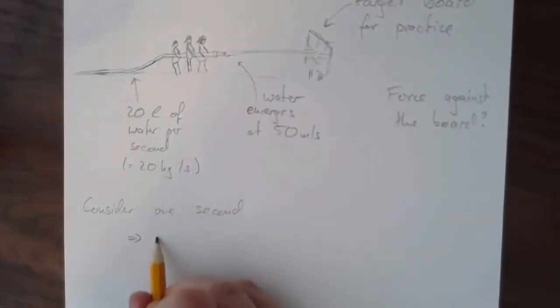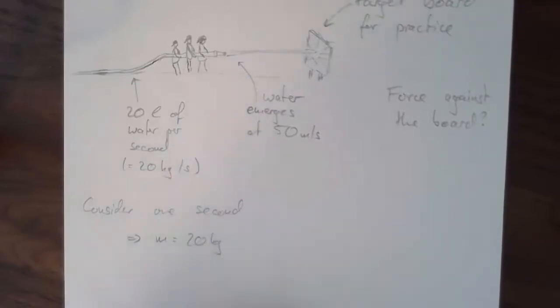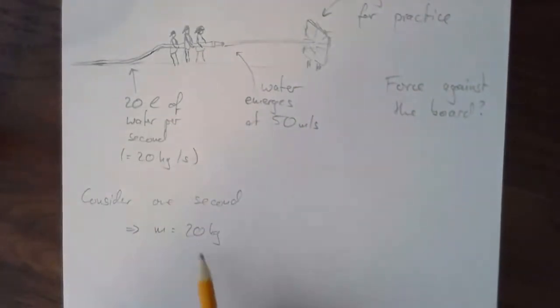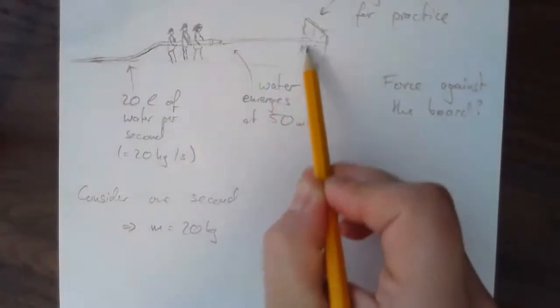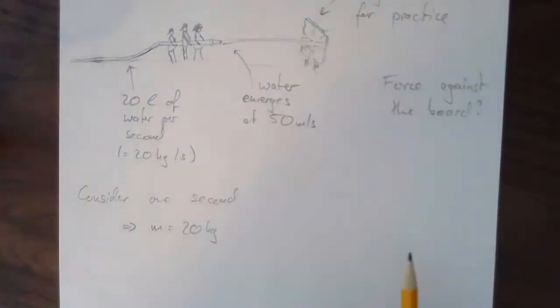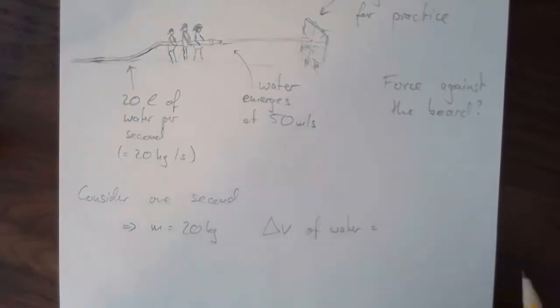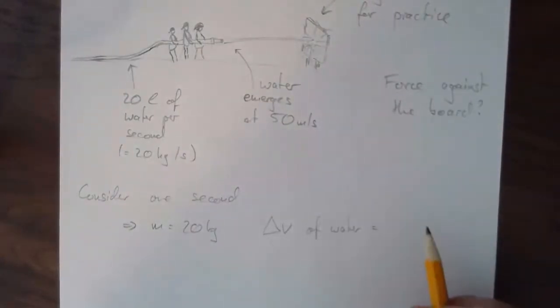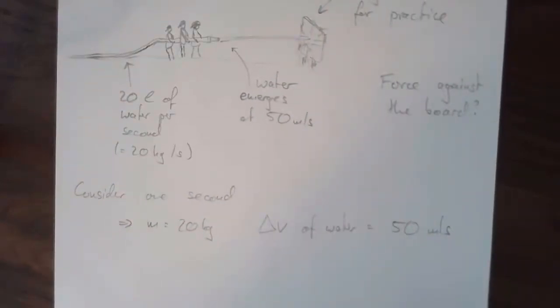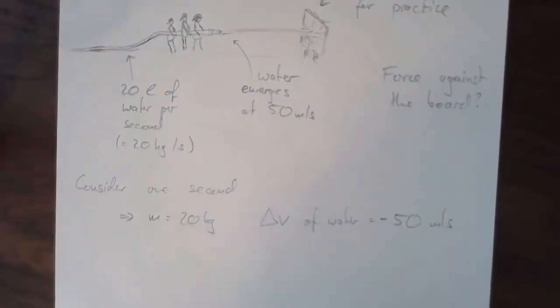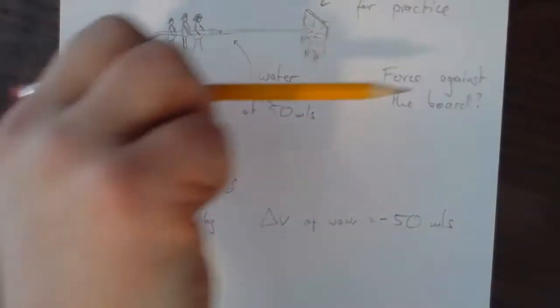In that case, I have a mass of 20 kilograms and the velocity is 50 meters per second. So I'm going to use impulse. The water hits the board and then just sort of drips down, so its final velocity is 0. The delta V of the water is equal to, actually it's minus 50, we go from 50 down to 0 when we hit the board. And I assume this is my positive direction.